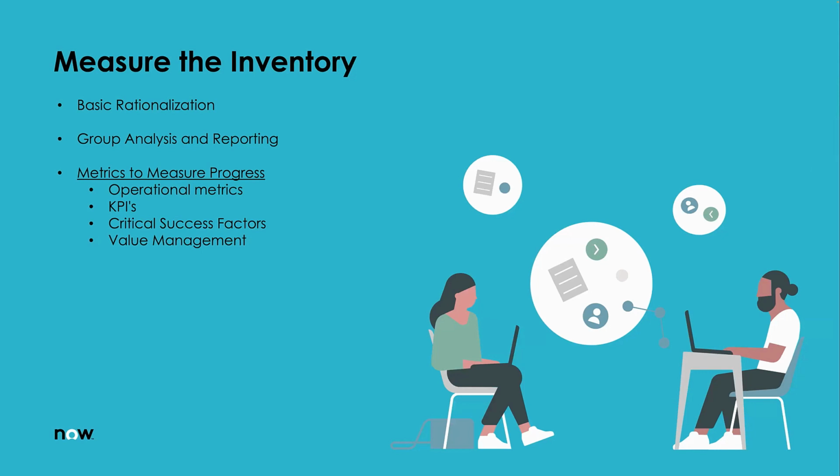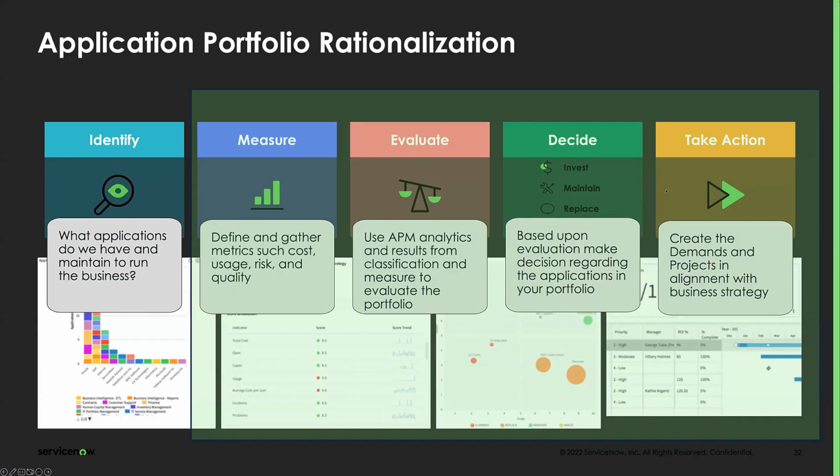So once you've established that inventory, the way you improve anything is you measure it first so that you can understand that you've improved things. So measuring the inventory, ServiceNow has a prescriptive rationalization process. Identify, that's that load the applications. Measure, that's what we're going to be talking about doing here.